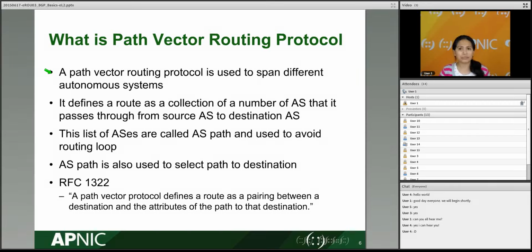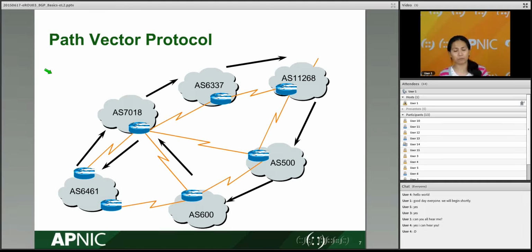However, instead of advertising networks in terms of a destination and the distance to the destination, networks are advertised as destination addresses and path descriptions on how to reach them. So that's what we mean by AS path. BGP keeps a list of every AS that the path has to pass through before it reaches that router. The standard specification of path vector protocol is defined in RFC 1322 if you want to read more about it. So this is an example that I want you to look at.